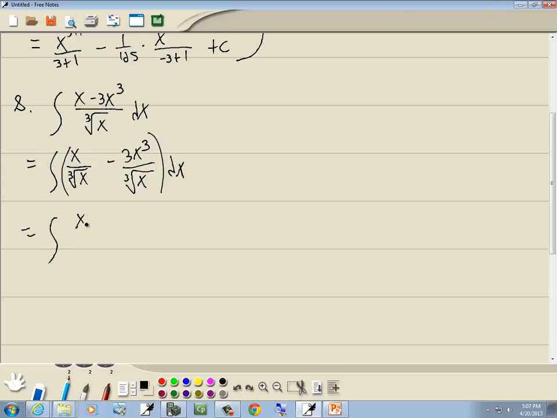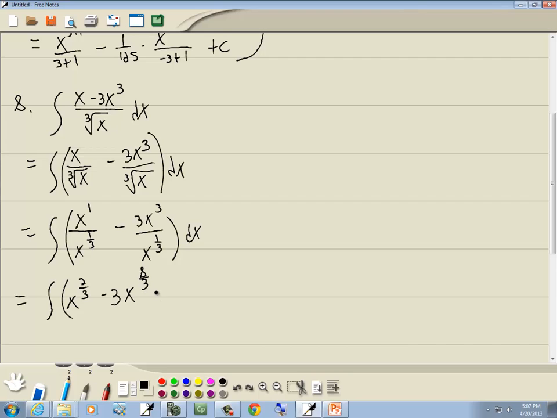Well, this is x to the first power. Cube root of x, that's x to 1/3, minus 3x to the third over the cube root of x, which is x to 1/3 dx. Now, if you have x to a power over x to a power, you subtract the exponents. 1 minus 1/3 gives us 2/3, so we're going to have x to the 2/3 minus 3. And here we got 3. 3 minus 1/3 gives us 8/3. So we're going to have x to the 8/3 like that dx.